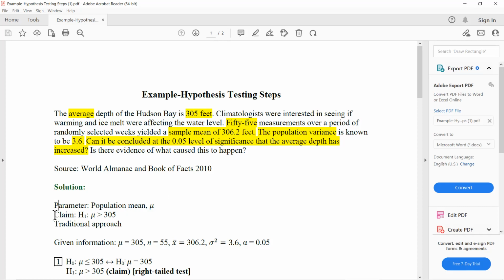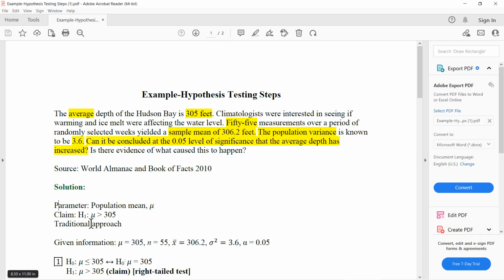Now, where did I get the claim from? Okay. If you look at the last sentence that I highlighted, can it be concluded at the 5% level that the average depth, that's our mean, has increased? Mu is our mean. Mu is greater because it's increased. Increased from what? Well, they thought that it was 305 feet. So that's where we get our 305 right here. And we're using what we call the traditional approach. Remember, I told you there were 3. We're going to focus on 2 of them, the traditional approach and the p-value.